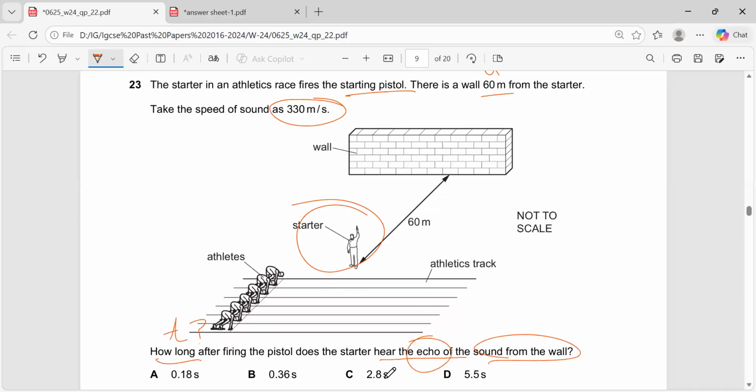If it is an echo, the formula which we are going to use is speed equals 2 times d over t. If I make time the subject of the equation, it becomes 2 times d over v. So place the values: 2 times 60 over 330, and the answer is 0.36.